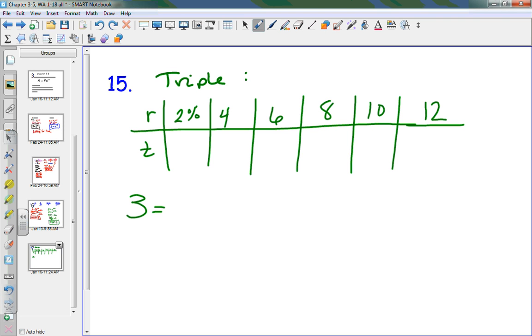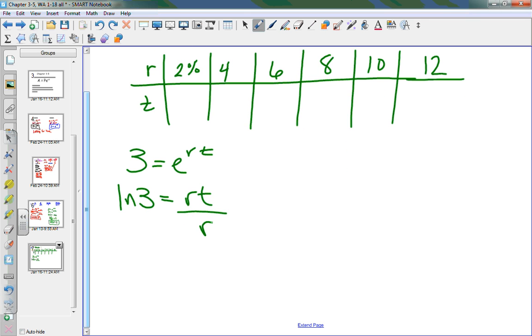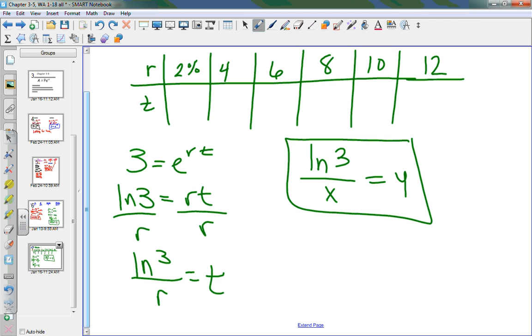So if it wants to triple, I am using this formula. Agree? Which means the natural log of 3 is equal to rt. Right? What am I going to solve for here? r or t? They give us r. What I need to find is t. So if I divide by r, the natural log of 3 divided by your rate is equal to your time. In other words, I'm going to have the natural log of 3 divided by x is equal to y. That's the function you put in your graphing calculator. Why would you put that function in your graphing calculator?